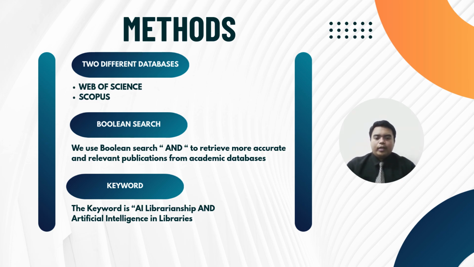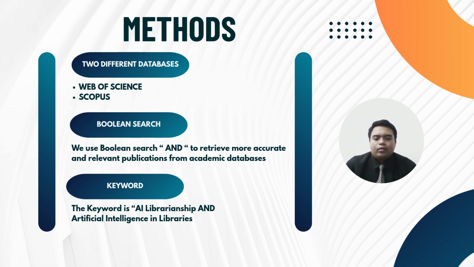Okay, now move on to methods. In this assignment, we use two different databases. The first one is Web of Science, and the second one is Scopus. We also use Boolean search strategies, especially AND, to retrieve more accurate and relevant publications from academic databases.